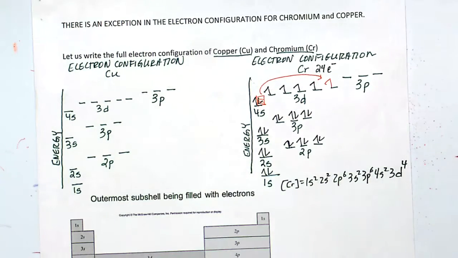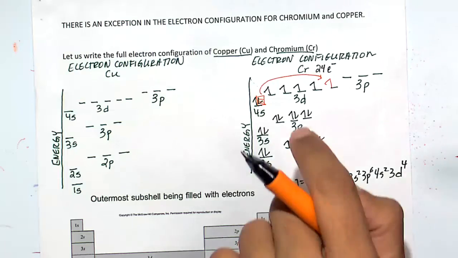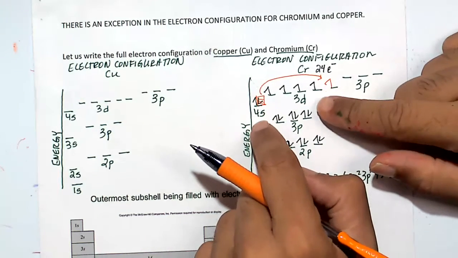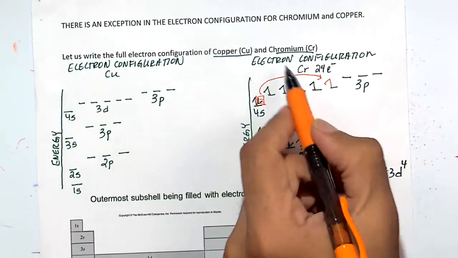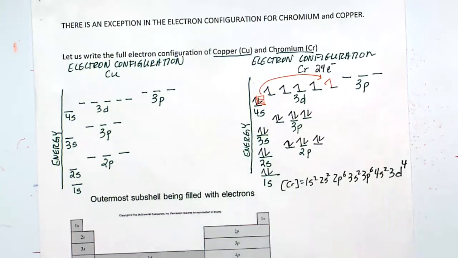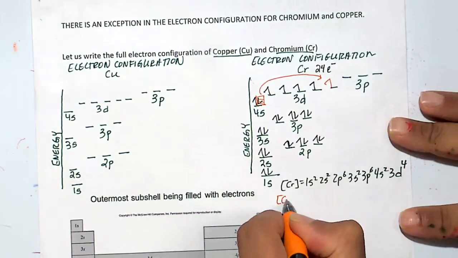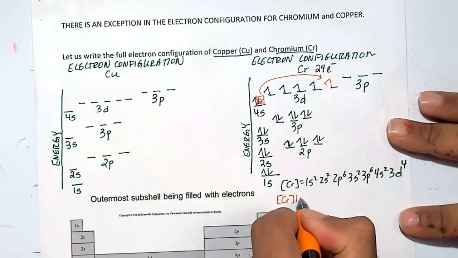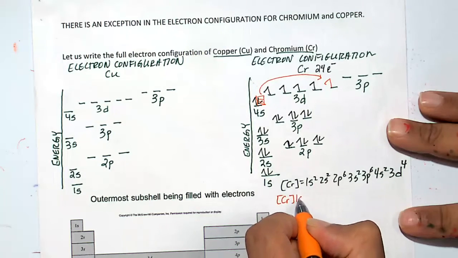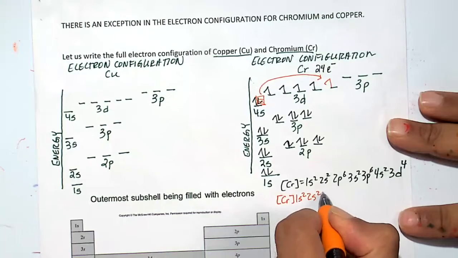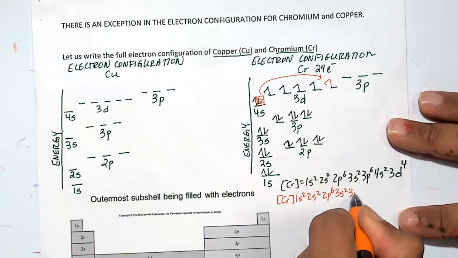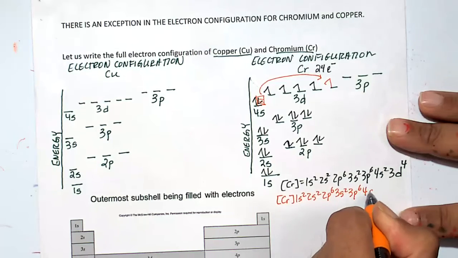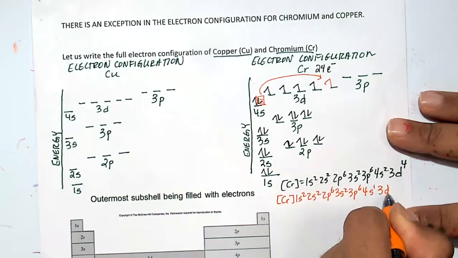Now you have a half-filled 3d orbital, and that's much more stable. Your book tells you that the energy between 4s and 3d is so small that it's just more stable this way. So the proper electron configuration for chromium is 1s2, 2s2, 2p6, 3s2, 3p6, 4s1, 3d5.